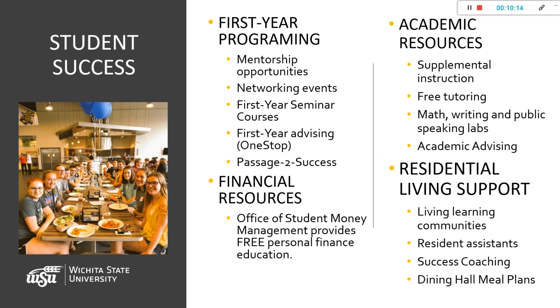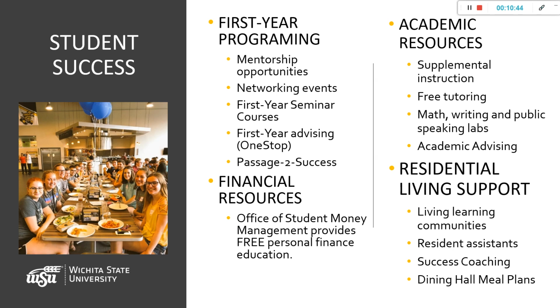The Office of Student Money Management can provide a lot of guidance for developing a budget for not just freshmen, but all 4 years of college for a student. So it's a really great way to build a budget and make sure that your finances are in order. Academic resources, including supplemental instruction, tutoring, math, writing, and public speaking labs, academic advising. In general, universities include all of that for free for students.